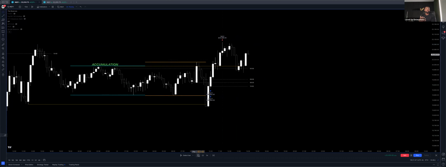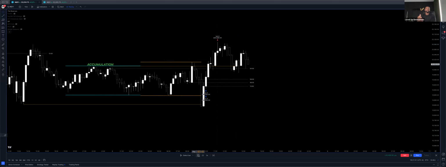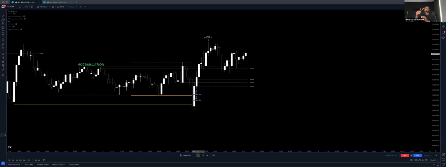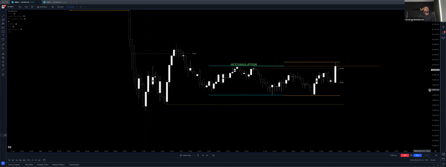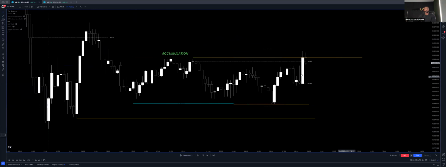So that's how you're able to use the accumulation, manipulation, and distribution framework so that you understand exactly what to expect during the intraday setup for the New York session. Let me give you guys another gem. Here we go. The reason why I was able to call out NQ short right at 9:31 after the market opened is because of this.